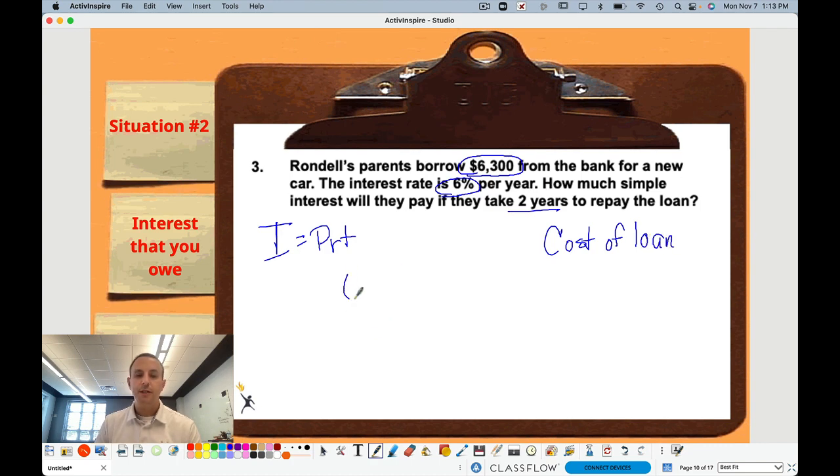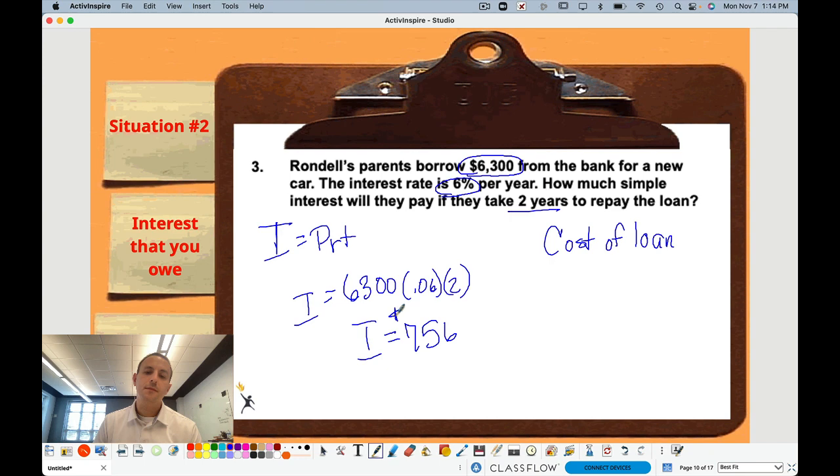Okay, so principal is $6,300 times 0.06. And since this is in years, we're just going to use 2. So 6,300 times 0.06 times 2 years, we find that how much simple interest is he going to pay? Well, the interest is going to cost Rondell's parents $756 to actually get this loan.